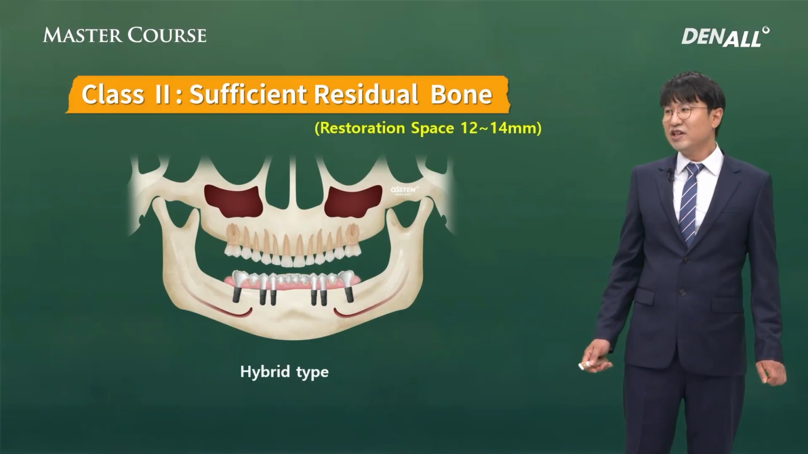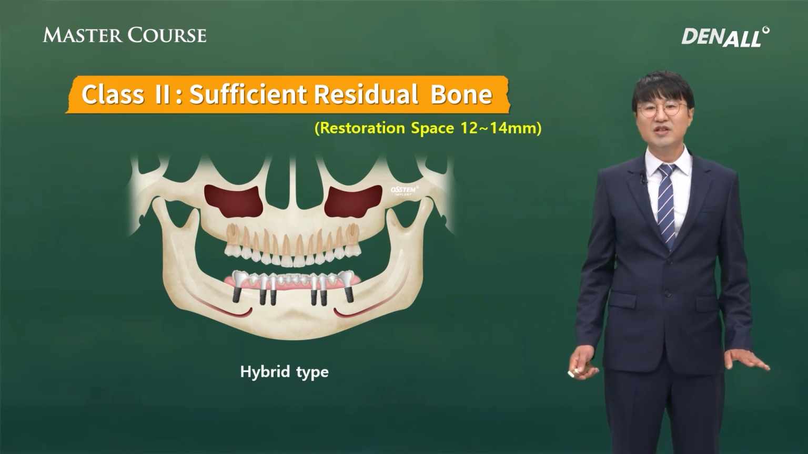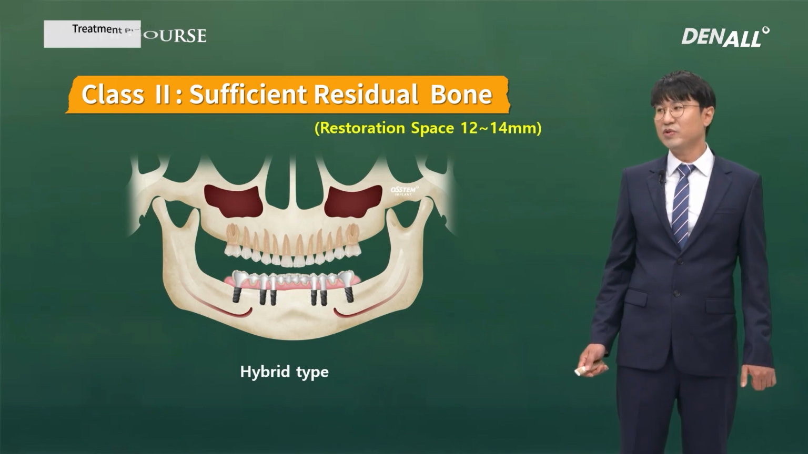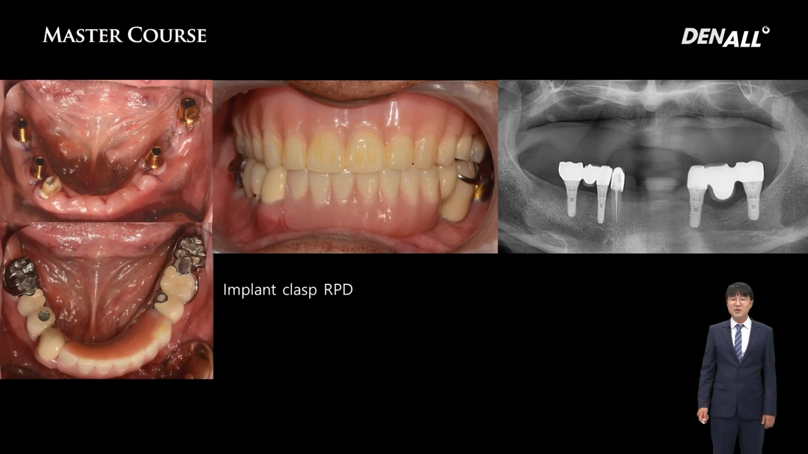If patients do not want to show metal abutments when smiling, then you have to go with the hybrid type. This is a prosthesis with hybrid type. For 7 years, it's maintained very well, but still, oral hygiene management is tricky. So I don't strongly recommend the hybrid type to patients, and if possible, I try to recommend restoring with the hygienic type. If facial form needs to be improved, then using a removable prosthesis on the anterior might be an option.